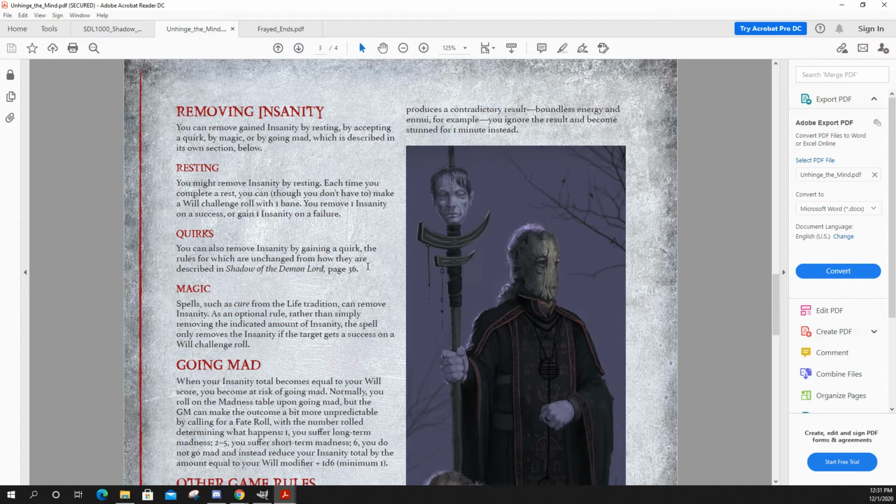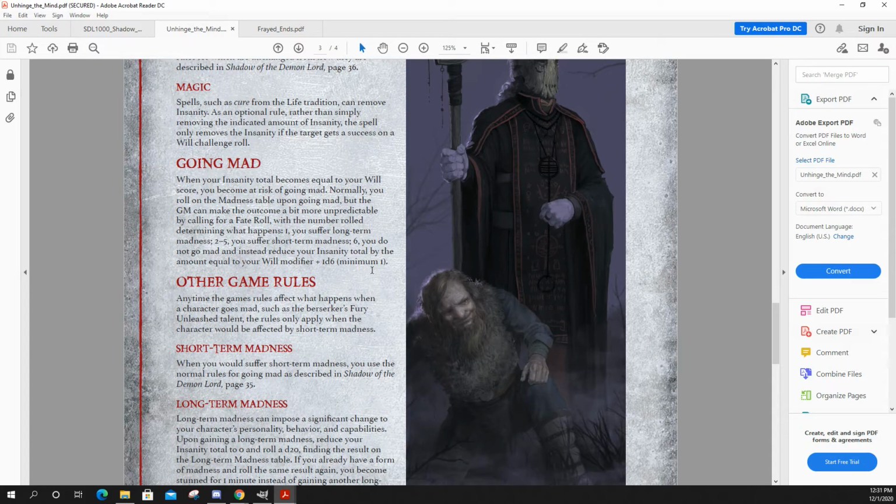any characters that gain enough insanity to actually go mad. Now, gaining insanity means that you accumulate insanity points up until you reach your character's will score. So if your character has a will of 10, let's say, and you gain 10 insanity points, then they go mad. Now, it says right here, when your insanity total becomes equal to your will score, you become at risk of going mad. Normally, you roll on the madness table upon going mad, but the GM can make the outcome a bit more unpredictable by calling for a fate roll, with the number rolled determining what happens.